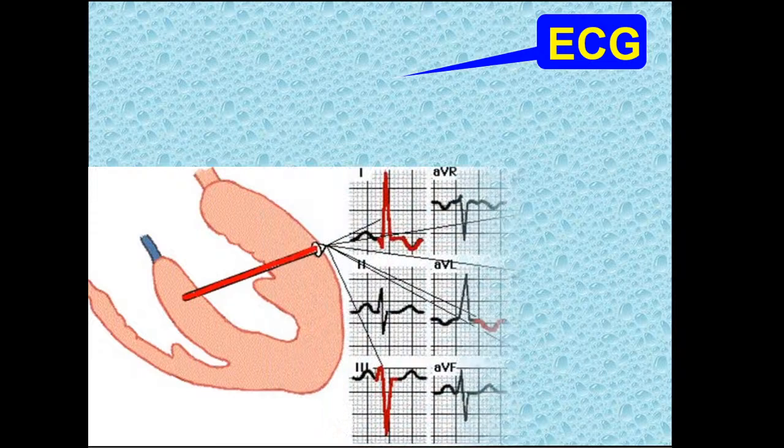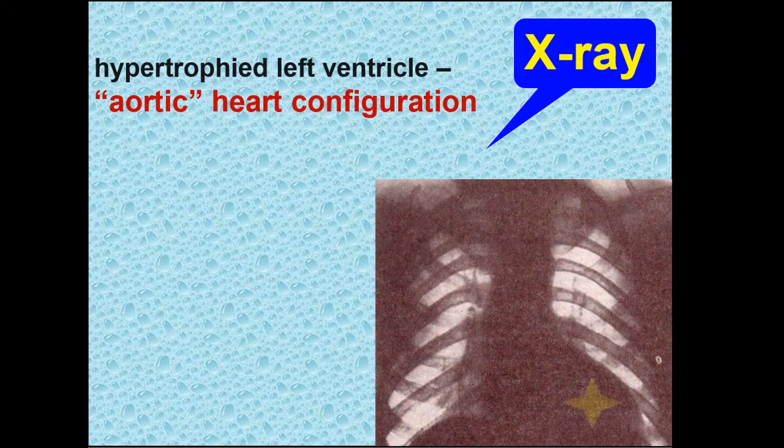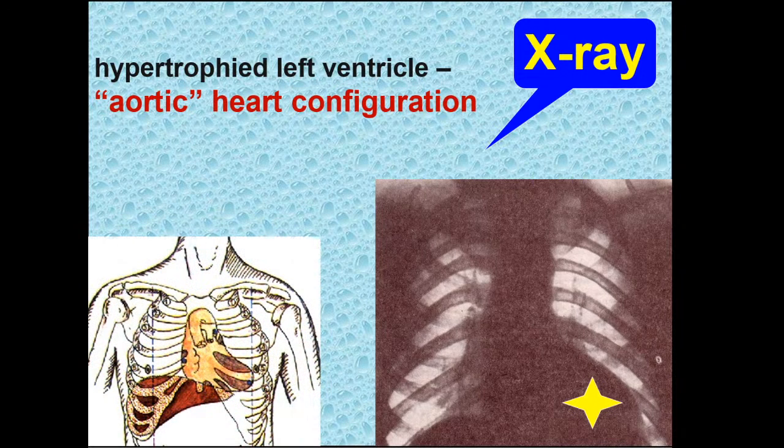On ECG, we will reveal signs of hypertrophied left ventricle: deep S wave in the third standard lead and high R wave in the fifth and sixth chest leads. On X-ray examination, there will be a specific aortic heart configuration which resembles a shoe. Mitral heart resembles a ball, aortic heart resembles a shoe due to significant hypertrophy of the left ventricle.